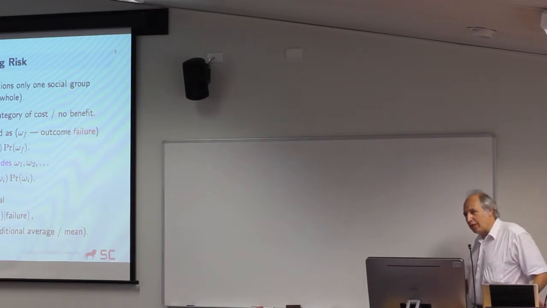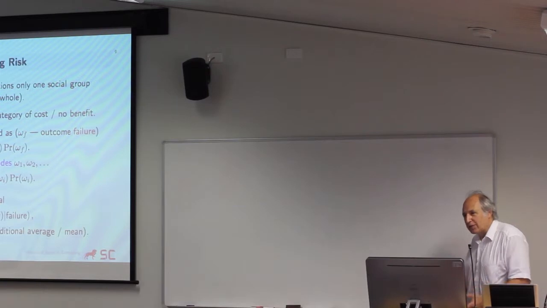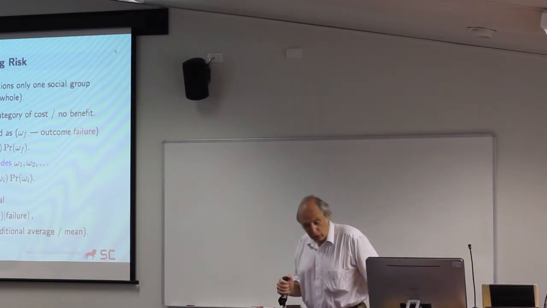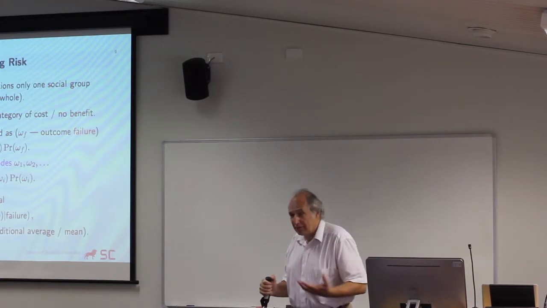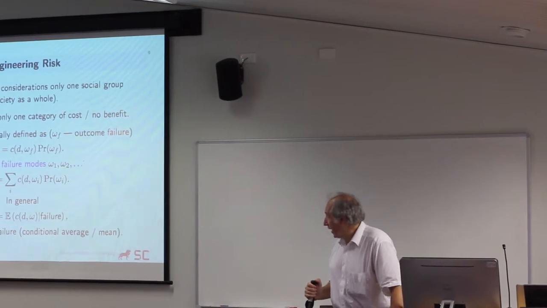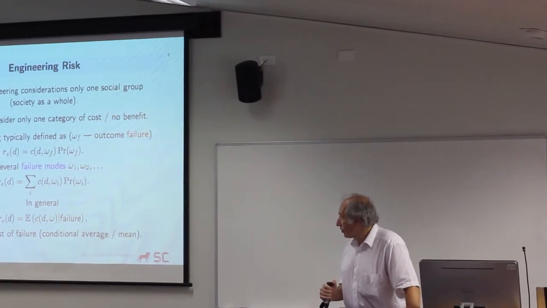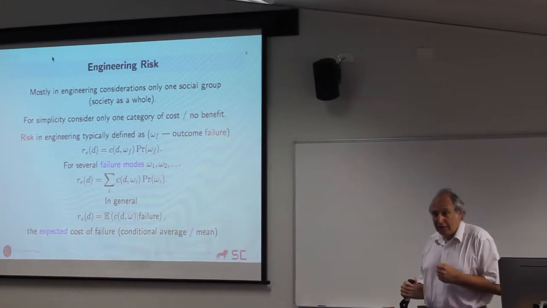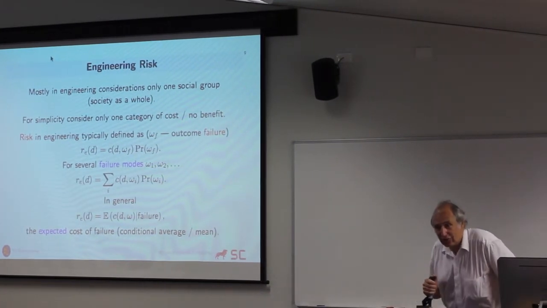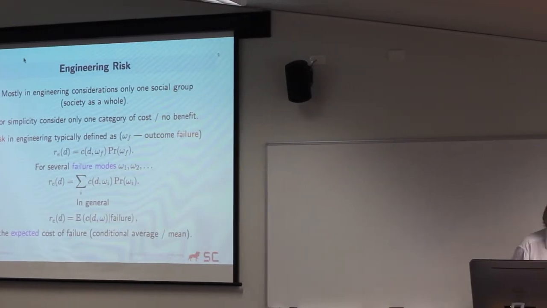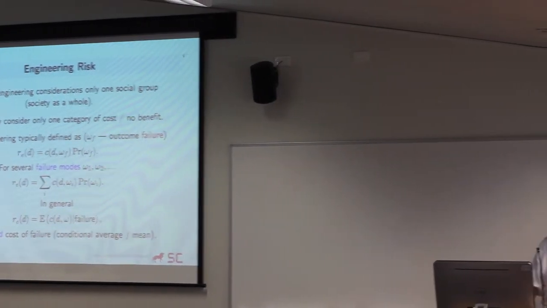And if you have more failure modes, then it's the sum of these terms. In general, it would be the expected value conditioned on failure, okay? So this would be termed the risk of decision D, or design D. And then what you typically do is minimize RE of D, the engineering risk of D, and this would be a risk-based design, okay? So what it is, it's the expected cost of failure, okay?